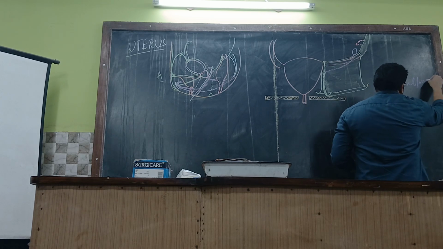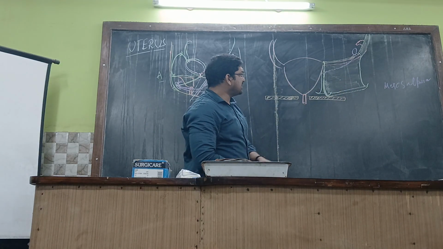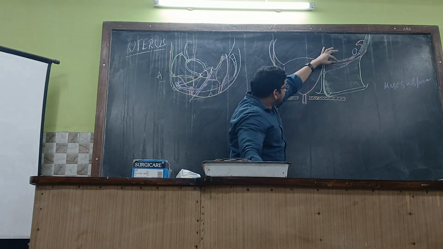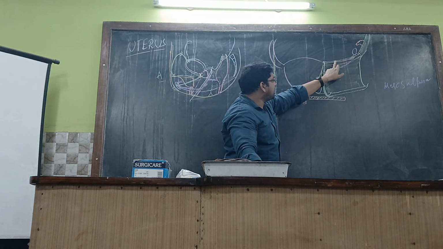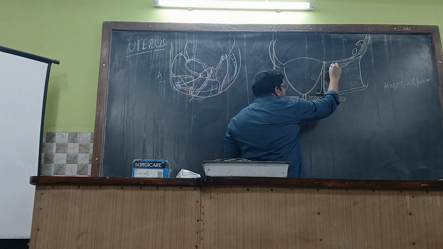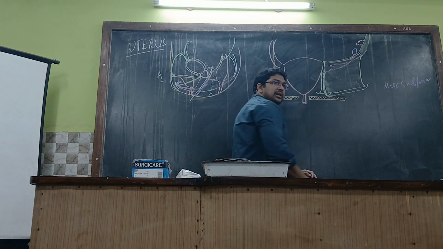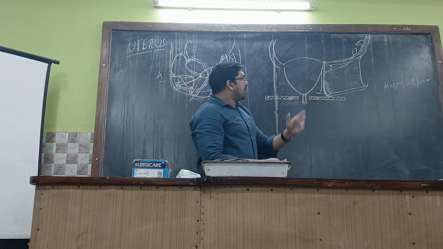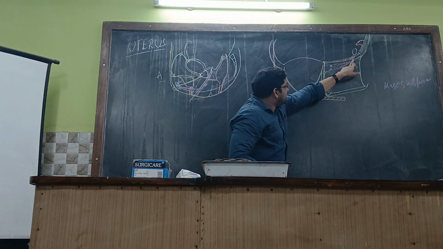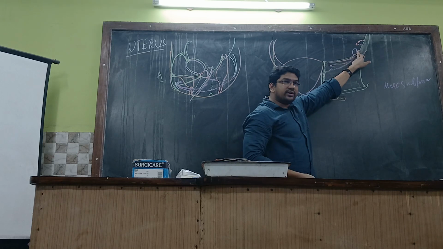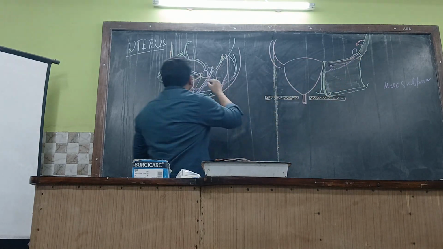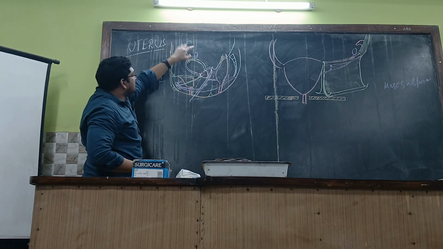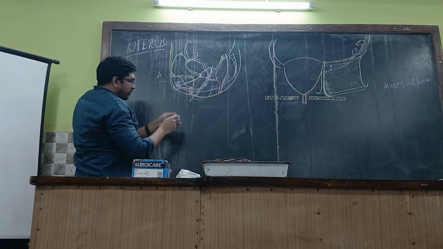Mesosalpinx. What is mesosalpinx? Mesosalpinx means in between the ligament of ovary and the uterine tube covered by the broad ligament. This area is termed as mesosalpinx. Getting it or not? Mesosalpinx, just like the transverse mesocolon. Mesosalpinx means in between the ligament of ovary and the ovary on the posterior aspect. The ovaries are situated over here, for example. Okay, the broad ligament in between the ligament of ovary, for example.